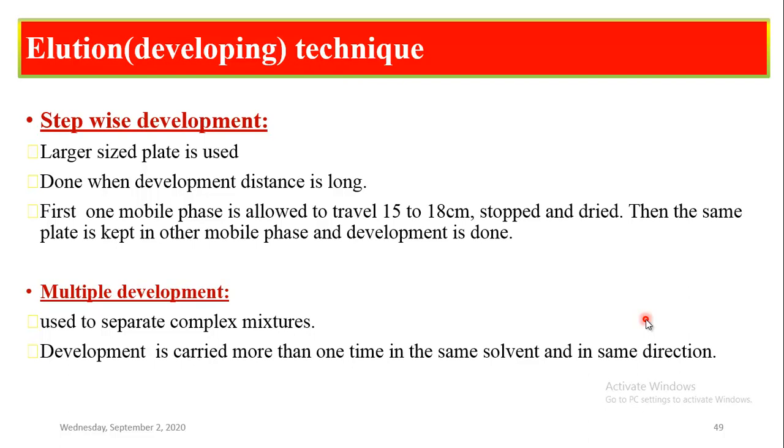Stepwise development uses a large size plate and is done when the component distance is long. First, one mobile phase is allowed to travel 15 to 18 centimeters, then stopped and dried. Then the same plate is kept in another mobile phase and development is done. It means stepwise: first one solvent, then the plate is changed, second solvent, third solvent. So that is called stepwise development.